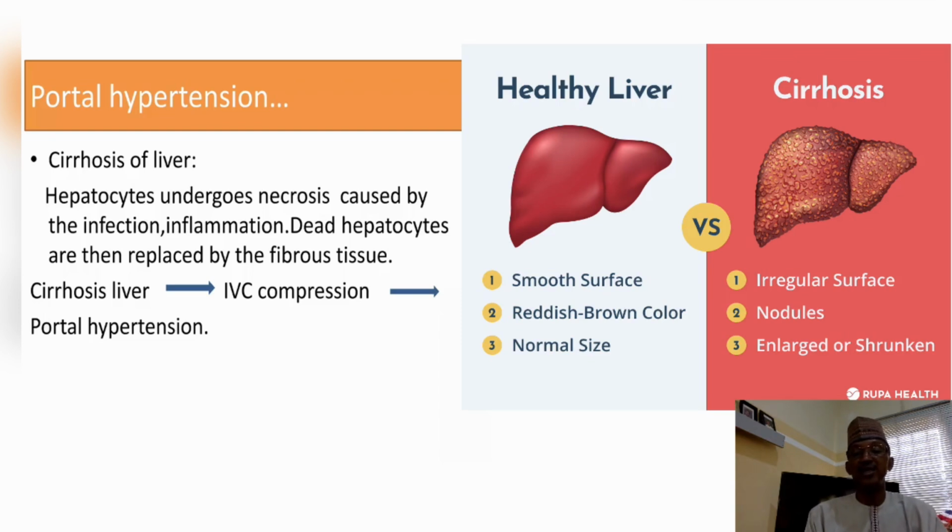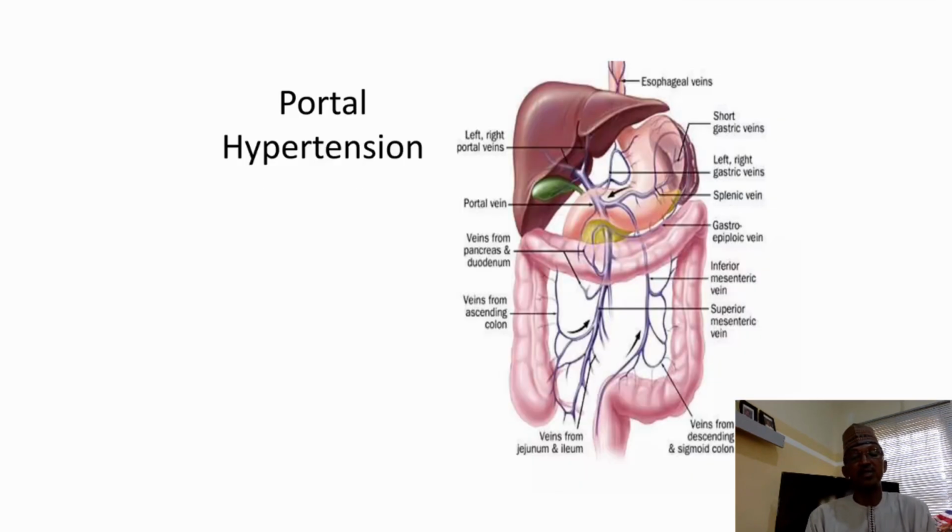So the surface there is irregular because it has these nodules, and the liver may likely be enlarged or may be shrinking. So any of this can happen in a person with liver cirrhosis, and a patient with liver cirrhosis will likely have a compressed portal vein that will finally lead to portal hypertension, and that may finally lead to caput medusae that I have discussed initially.